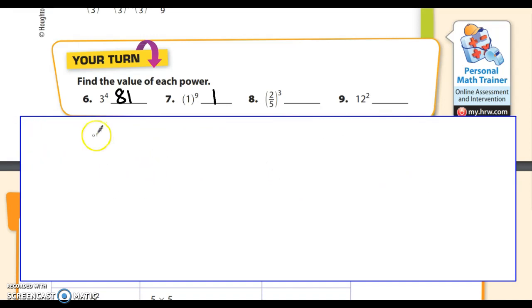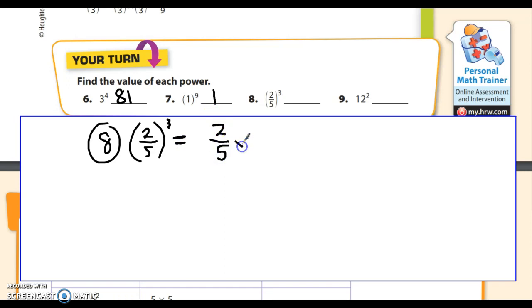All right, number 8. Do you remember how to do these? 2/5 inside parentheses to the 3rd power. This doesn't mean 2/5 times 3. It means 2/5 times itself 3 times. And I wrote 3/5. It's supposed to be 2/5 times 2/5.